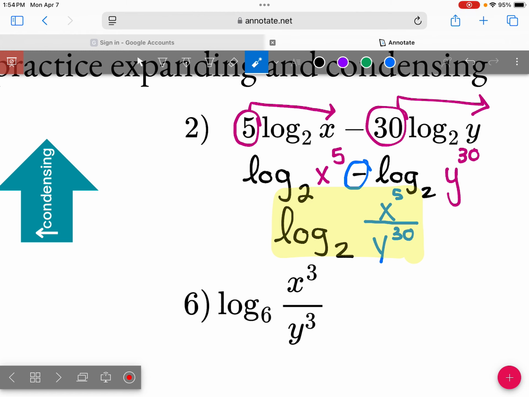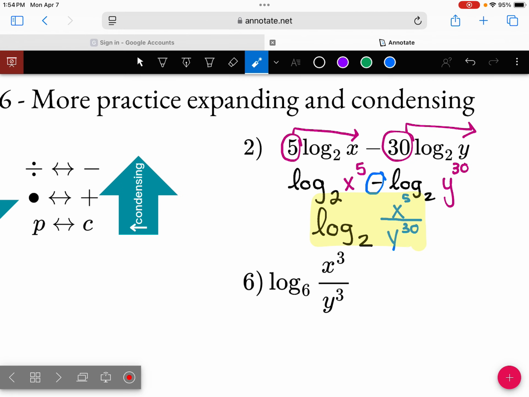When we are condensing, I'm trying to get it all smushed together into one single statement. Yes? Why did you change this 5 to 30? From here to here? Those would be our coefficients that need to become powers. The numbers out in front are multipliers, coefficients, whatever word you want to use. They go up and become powers. That's why the 30 became a power on the y and why the 5 went up onto the x. So every coefficient goes up.